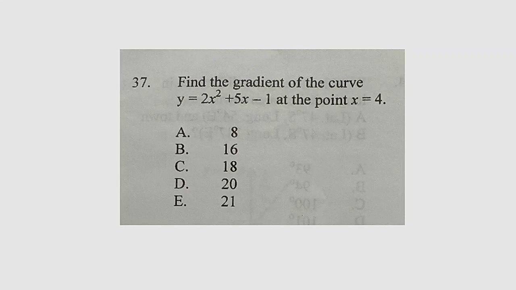Question number 37, we are asked to find the gradient of the curve 2x squared plus 5x minus 1 at a point where x equal to 4. So you have to differentiate the function first, dy over dx, applying power rule. The power will drop down to multiply. We have 2 times 2 is 4. Then x raised to the power of 2 minus 1, which is still 1. Then plus derivative of 5x is 5. Derivative of constant is 0.